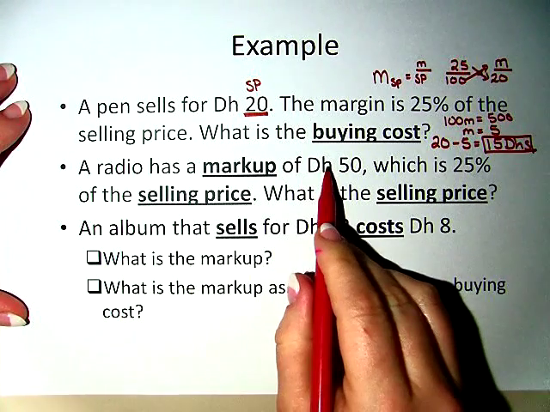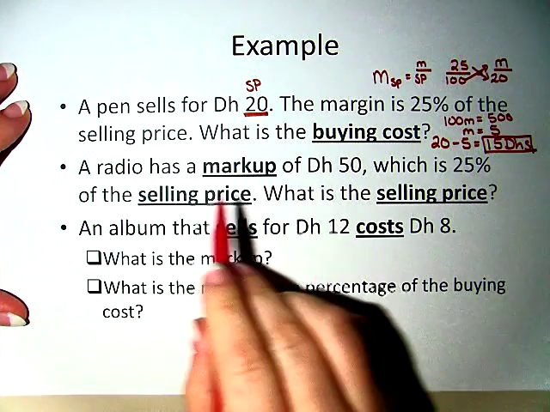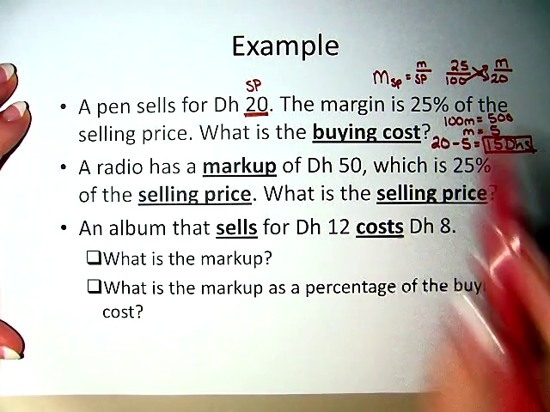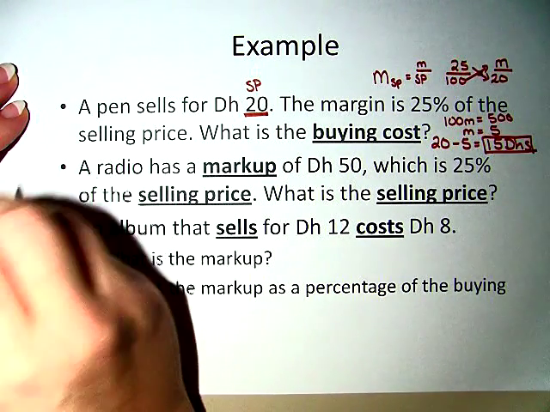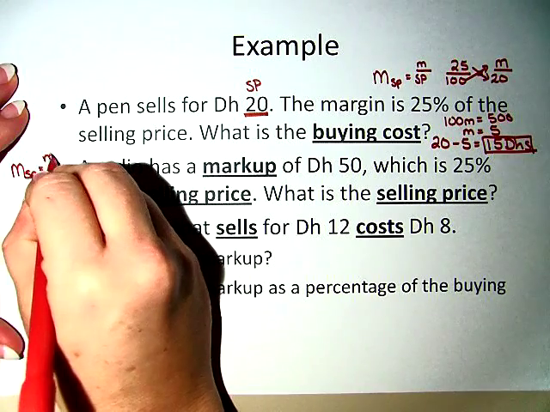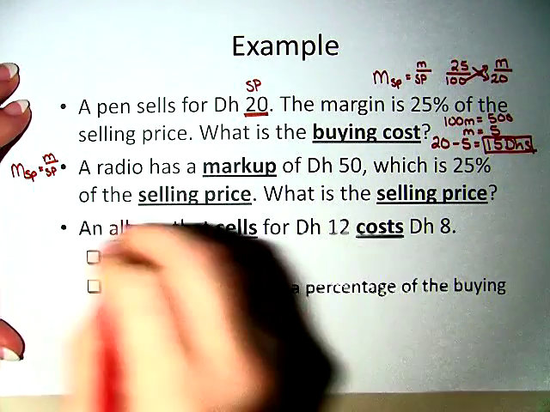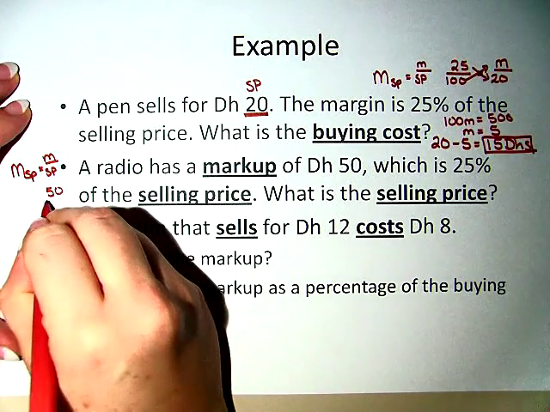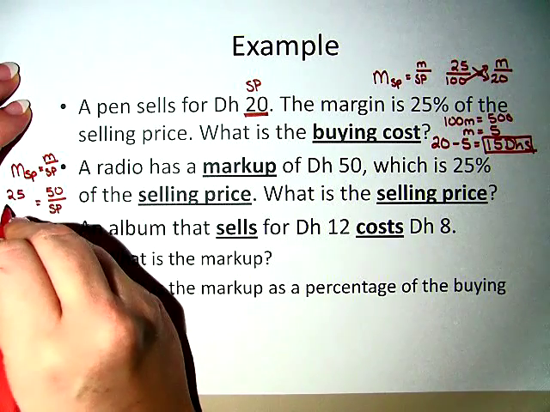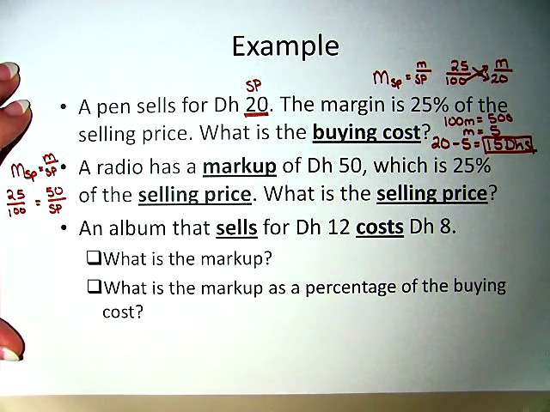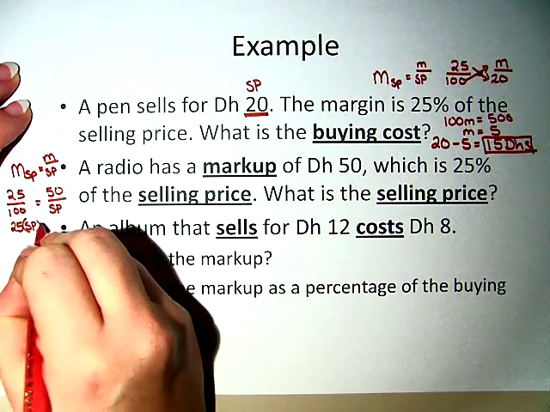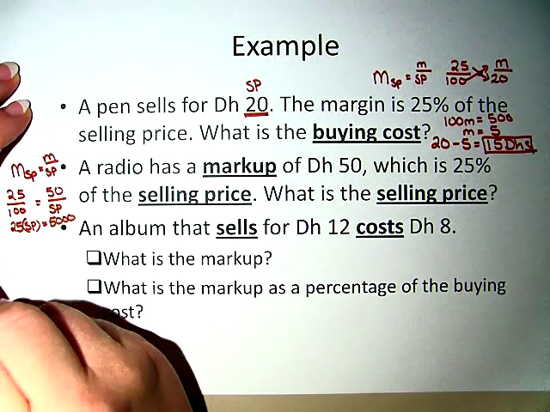A radio has a markup of 50 dirhams, which is 25% of the selling price. What is the selling price? The exact same application. Markup of 50 dirhams. So the margin of the selling price is the margin over the selling price. The margin is 50. We don't know the selling price, but we know this is 25%. So we cross multiply, and we get 25 times the selling price equals 5,000.